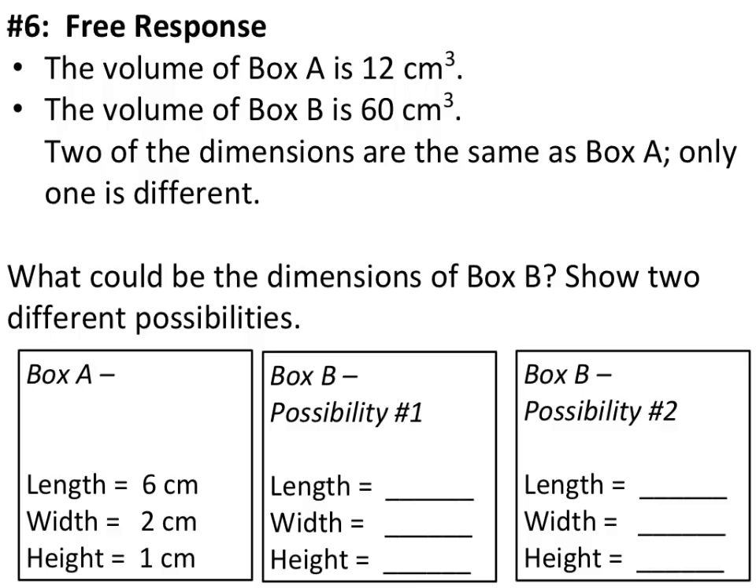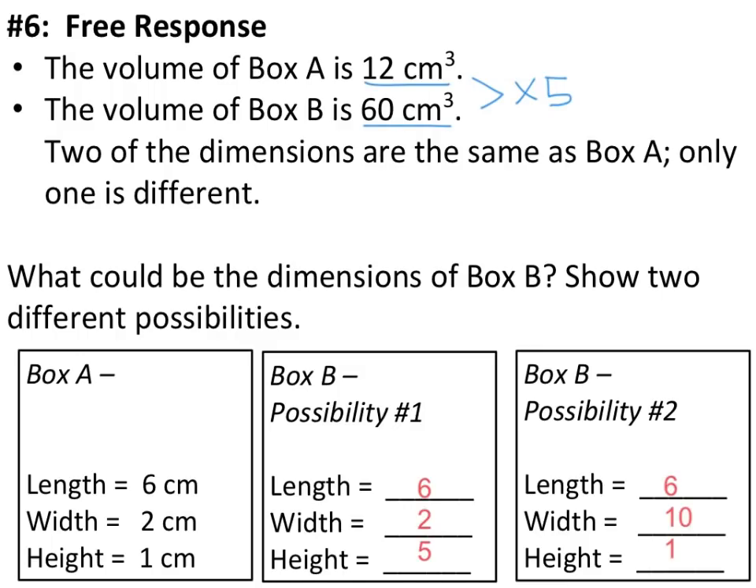Now our last example says that the volume of box A is 12 centimeters cubed and the volume of box B is 60 centimeters cubed. Two of the dimensions are the same as box A, only one is different. What could be the dimensions of box B? Show two different possibilities. So pause the video now and try this one on your own, and when you're ready, hit play.